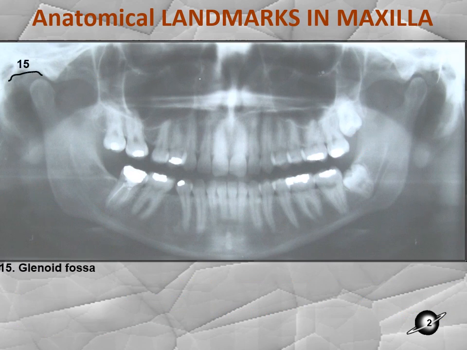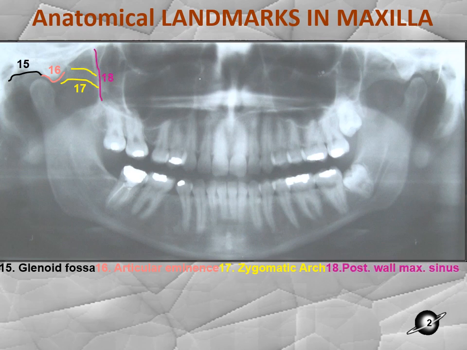Glenoid fossa. No difficulty in appreciating it. Articular eminence. Zygomatic arch. Zygomatic arch appears as a straight vertical band of radio-opacity which extends from here, right maxilla towards an articular eminence.